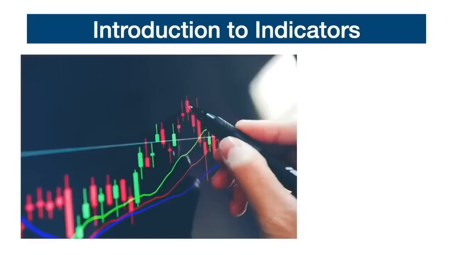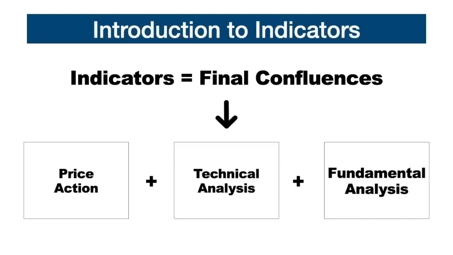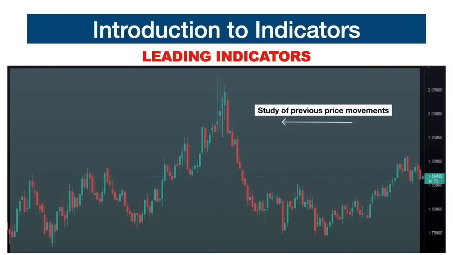You should never enter a trade based solely on an indicator. Indicators have to be used as a final confluence of technical and fundamental analysis. There are two types of indicators: the leading indicators and the lagging indicators. Leading indicators are used to predict future price trends through the statistical study of previous prices.